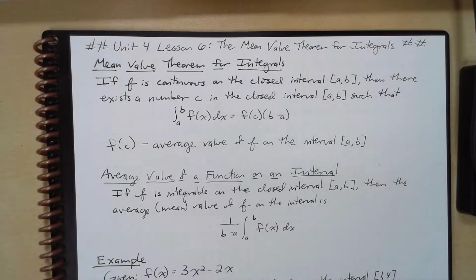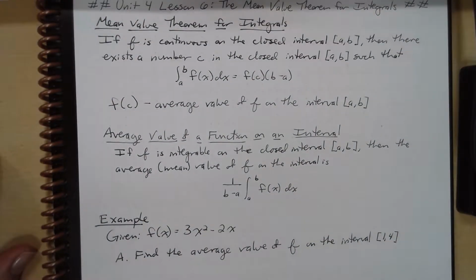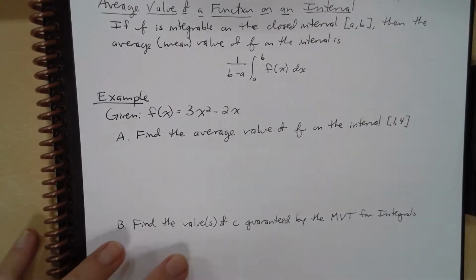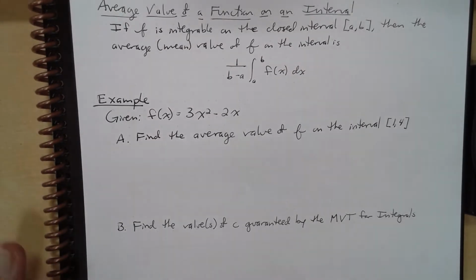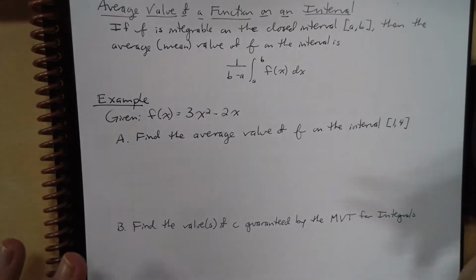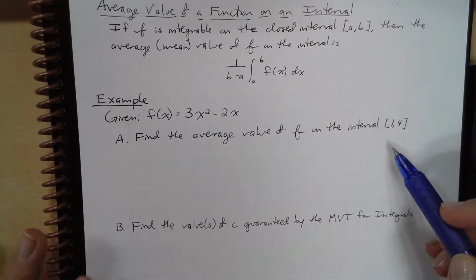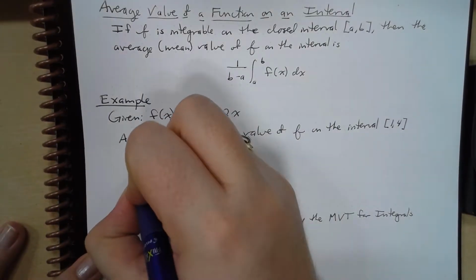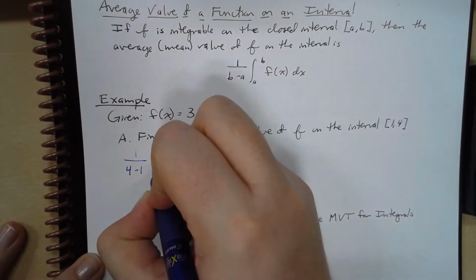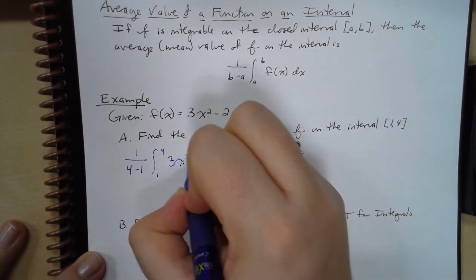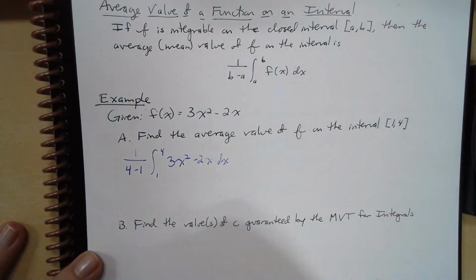So I'm just going to go through an example of this, and I think it'll make more sense here. So we have given f of x is equal to 3x squared minus 2x. We want to find the average value of f on the interval from 1 to 4. So we're going to use this formula up here. So we're going to take 1 over 4 minus 1 times the integral from 1 to 4 of our function, 3x squared minus 2x. And of course, that's with respect to x, dx. If you want, you can put that in parentheses.